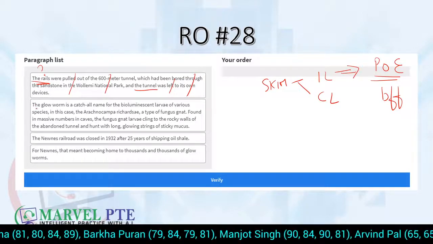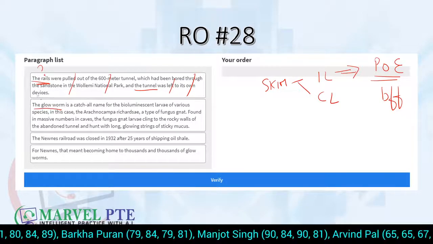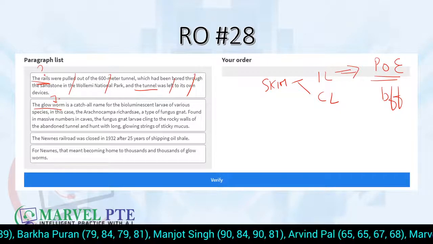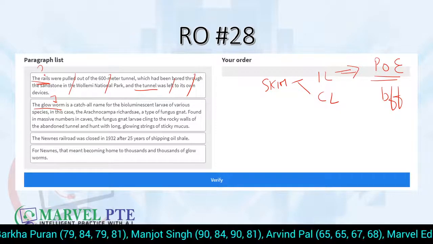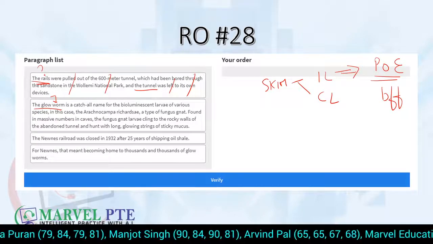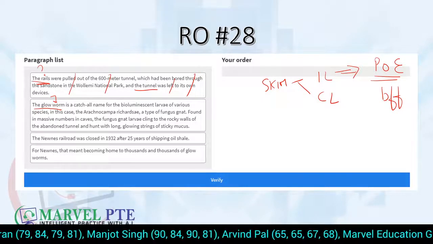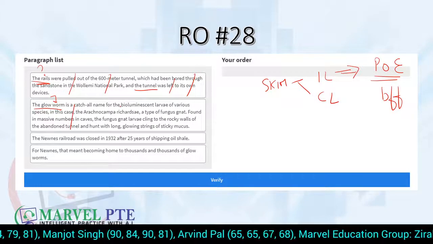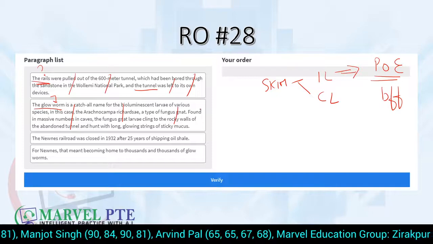Okay. "The glowworm is a catch-all name." Again, glowworm. So if you are in doubt, you can quickly skim this, and then you can see again that if they have been mentioned, it cannot be your independent sentence. Okay. So that's why I'm going to remove this as an independent sentence.